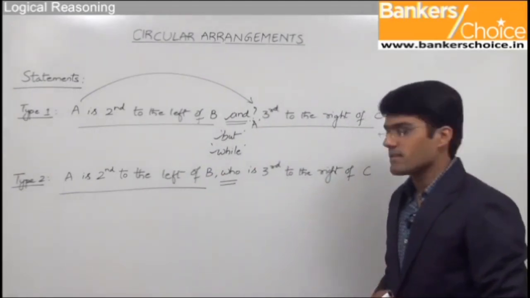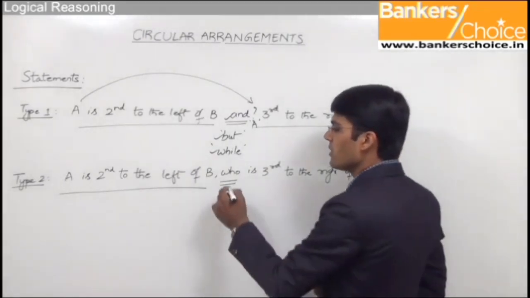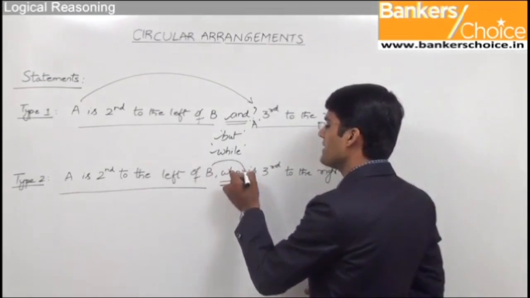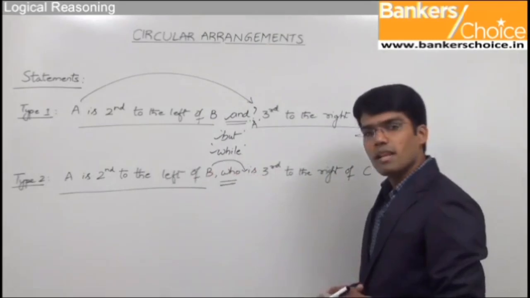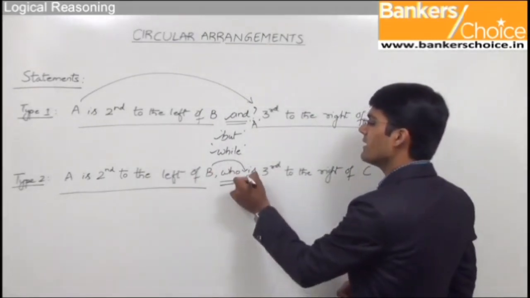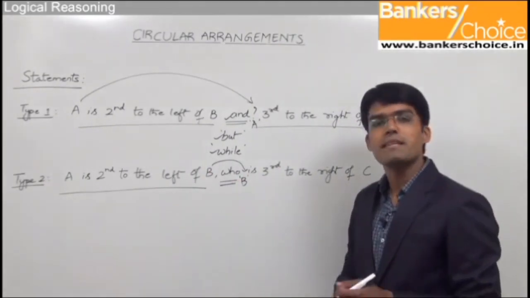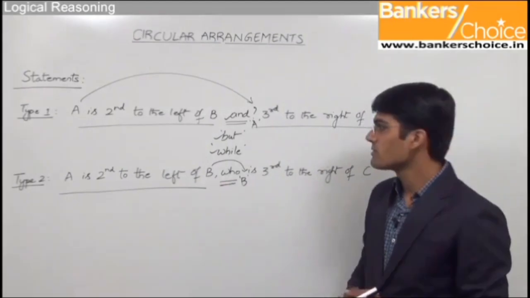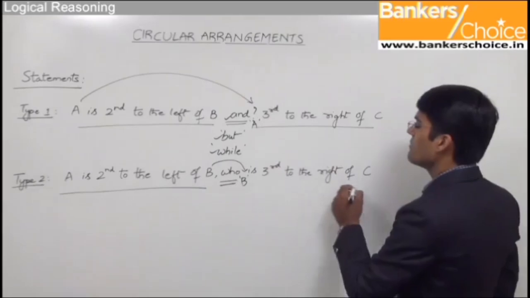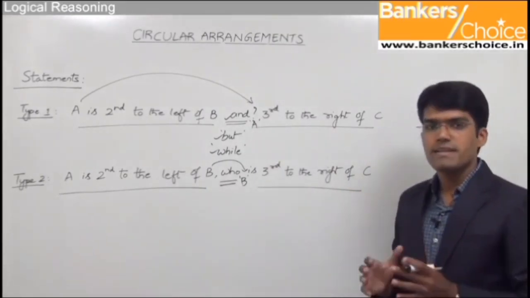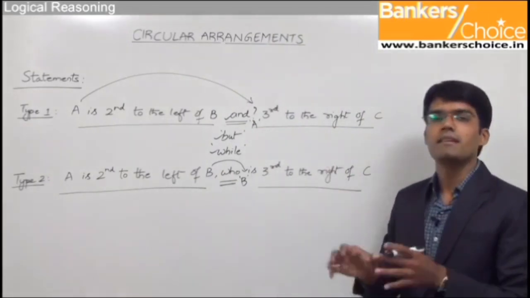Now again, the same question arises. Who is the person referred in the second statement? Now remember, whenever the word who is used, always the person referred is the immediate preceding one to the word who. So we can say that A is second to the left of B and B is third to the right of C. So very clearly, whenever the word who is used, we always refer to the immediate preceding person before the word who. So we can say that there are two parts in the statement. The first part is A is second to the left of B and B is third to the right of C. So friends, depending on the two types of statements, we always need to first understand who is the person referred and then try to complete the arrangement.